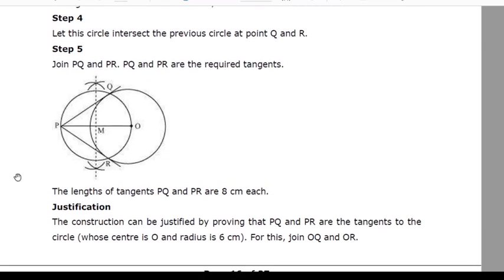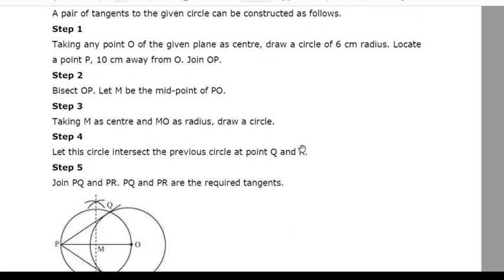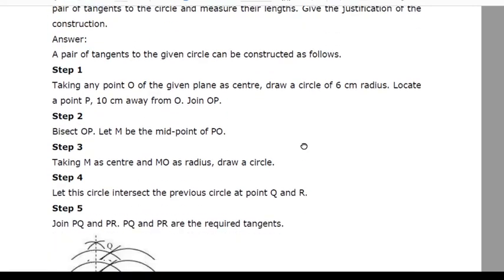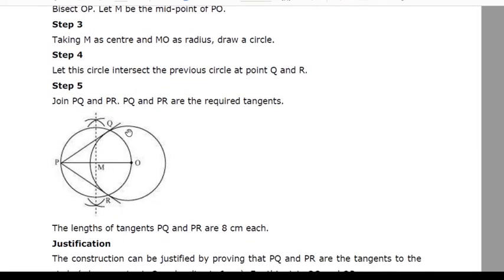See how we can do this. This is your circle whose radius is given, 6 centimeter. So we have to draw a circle whose radius is 6 centimeter. Now from the center we have to mark a point P such that the distance between P and O is 10 centimeter. Now this PO we have to bisect with the help of compass. How can we bisect? You have to fill the distance in your compass more than half.